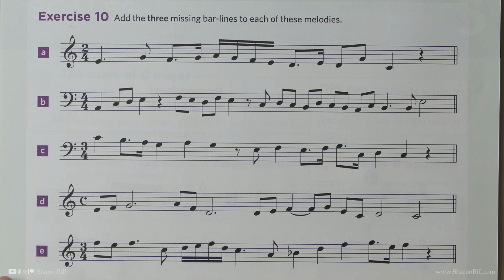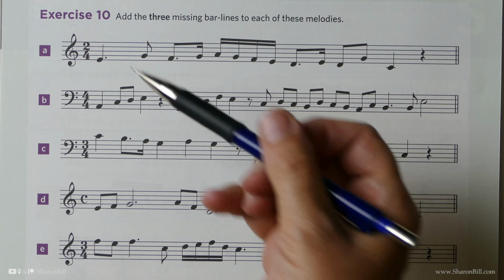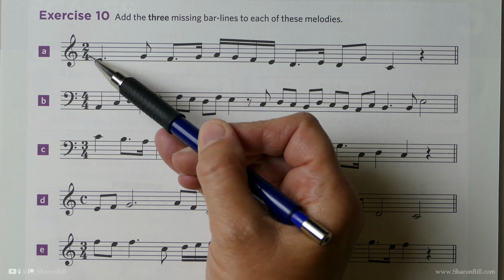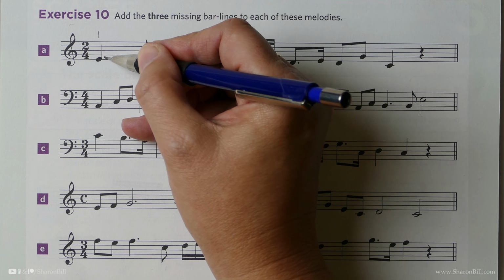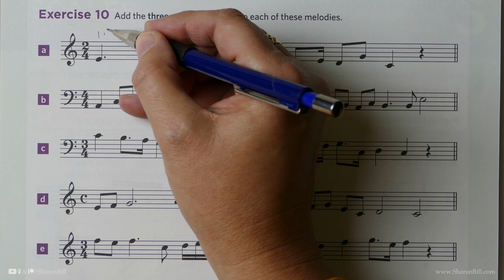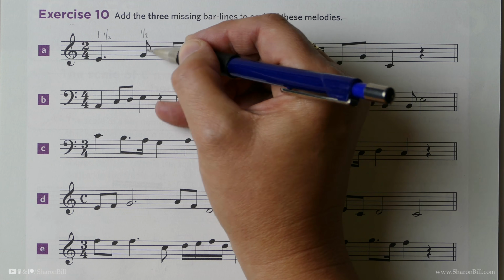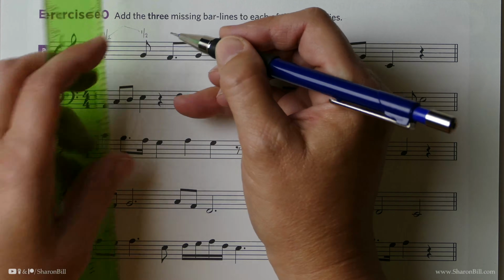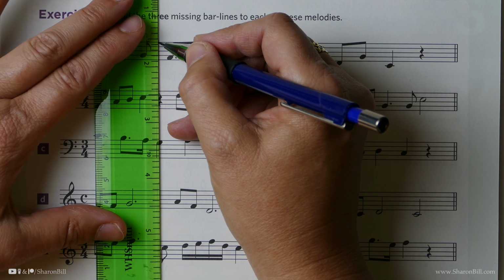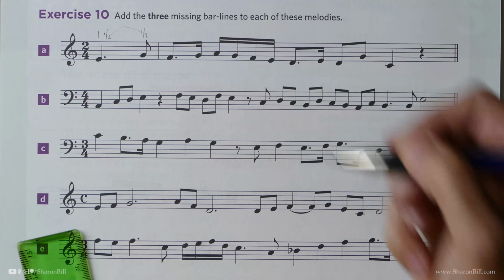So let's go on and have a first go at exercise 10A. We've just got to make sure that we add up to 2 crotchet beats per bar. We know that a crotchet is 1. Half of that with the dot is a half. And then there's our remaining half. In this quaver beat, 1 plus a half is 2, and so there's our bar line. Using a ruler, keep it nice and neat and staying within the lines of the stave.